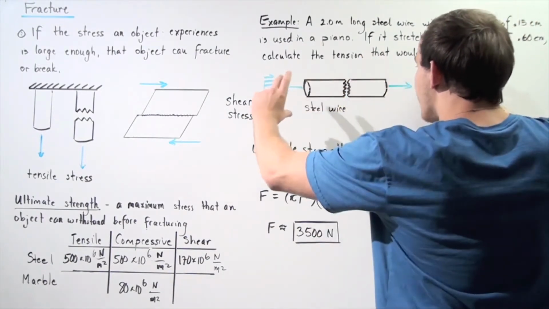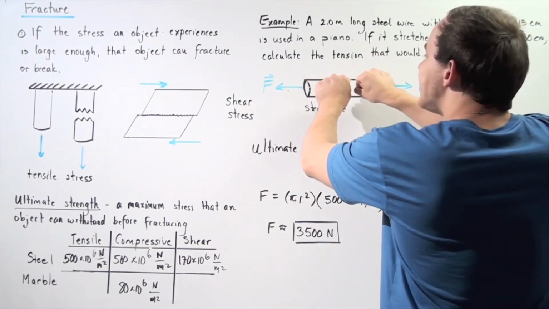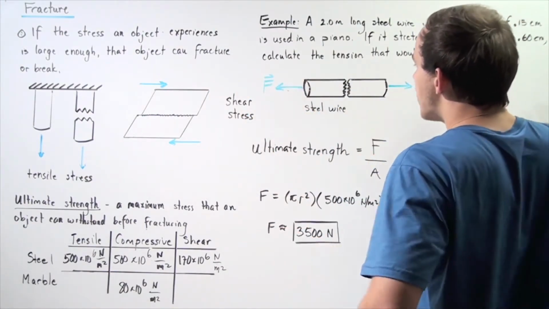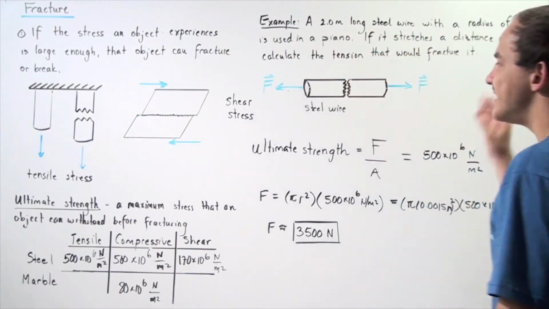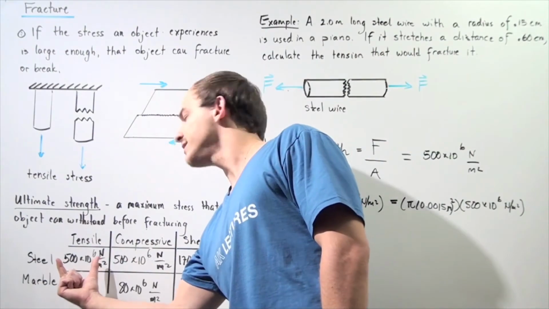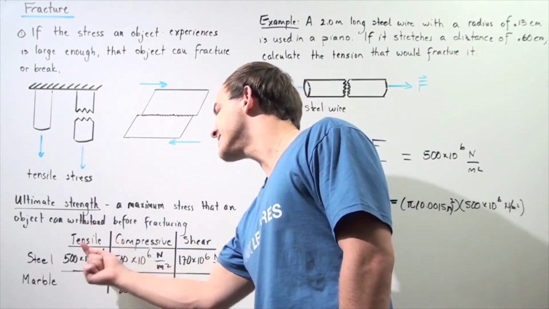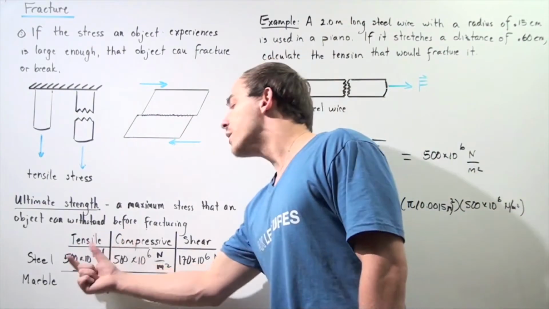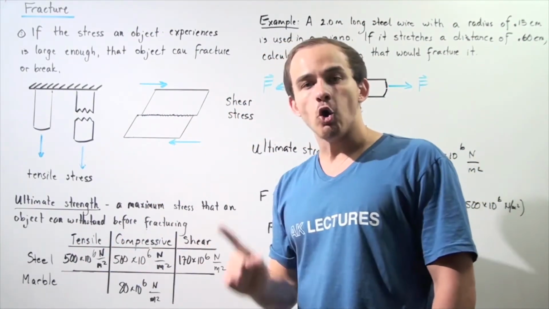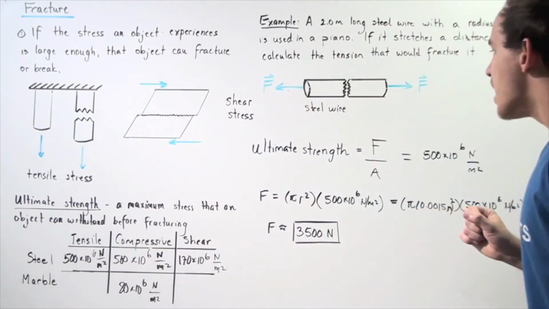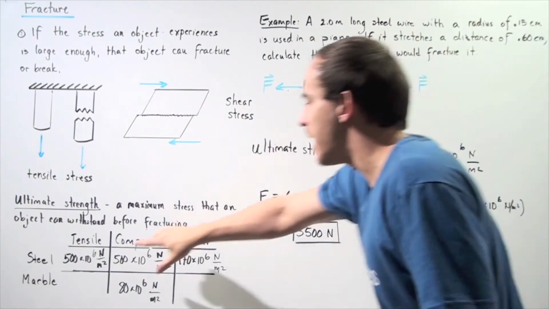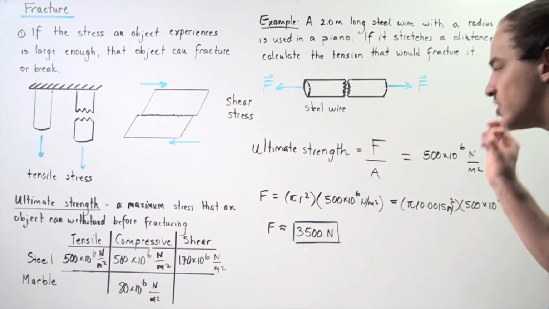We have the steel wire, and we're applying a tensile force on both sides. So that basically means that the object, our steel wire, is under tensile stress. So we have to use this quantity, 500 times 10 to the 6 newtons per meter squared, which just happens to be the same value as the compressive. Now that's not always the case. So we're essentially taking the ultimate strength of our steel wire given by this quantity, and we're equating it.